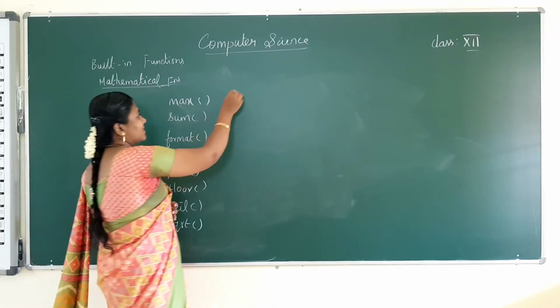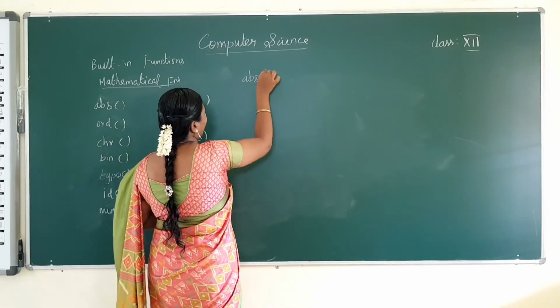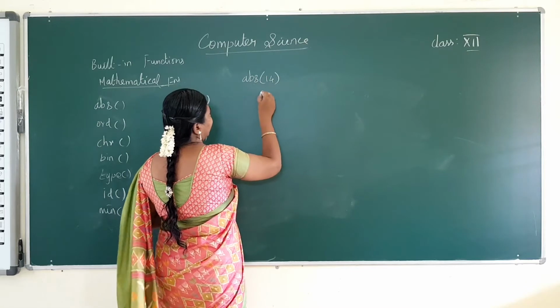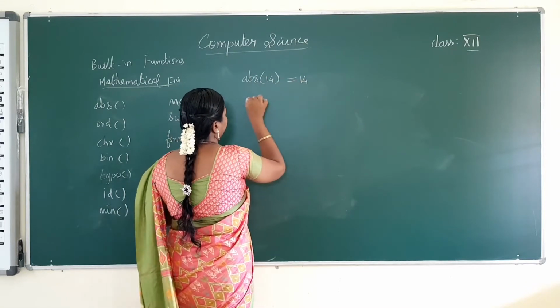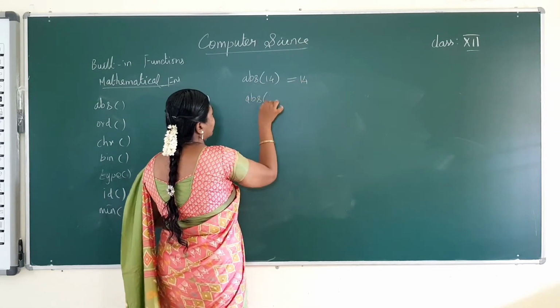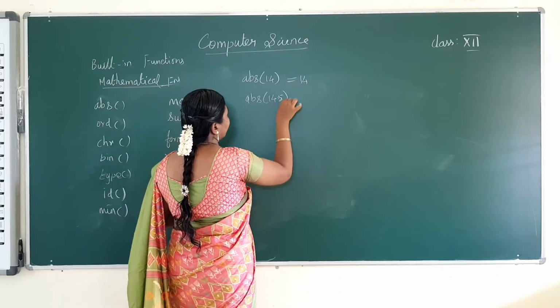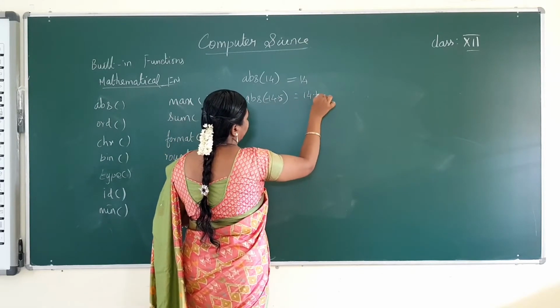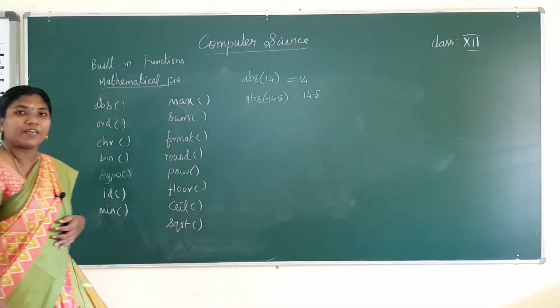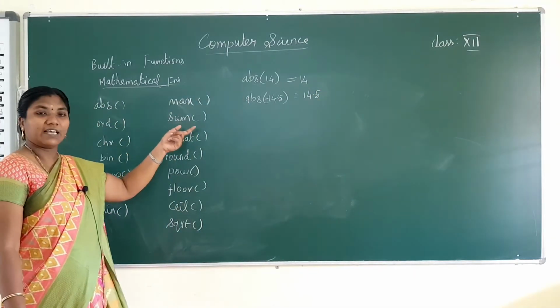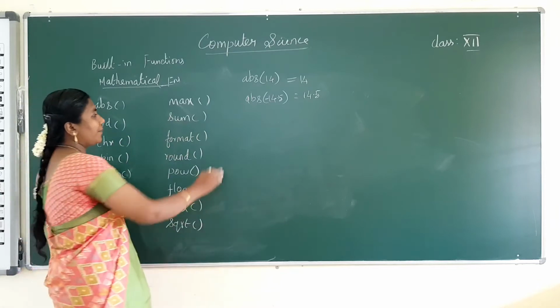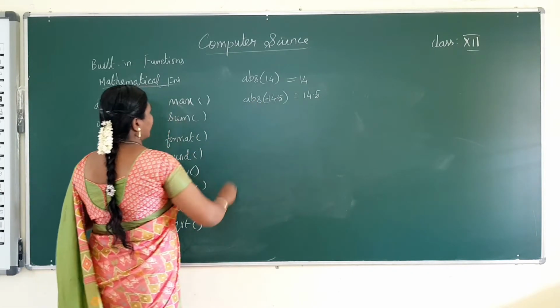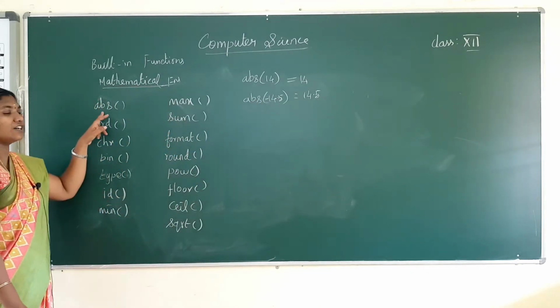So ABS of 14, what will be the answer? The value will be 14. At the same time, if ABS of minus 14.5 is given, it will give the value as 14.5. It will not take the sign into consideration. So this is the absolute value, and you are using the function ABS.